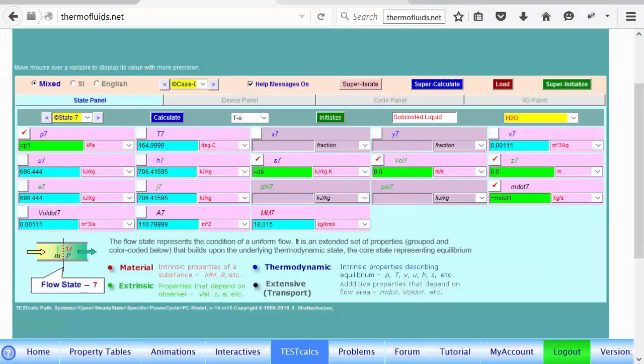Okay, so now that we have calculated all the states, all the enthalpies are known, and by the way, as we calculate, we have to click super calculate so that the backward propagation occurs. Remember, m dot 2 was in terms of h6, so that information has to go back. So we may have to click super calculate a couple of times before that takes place.